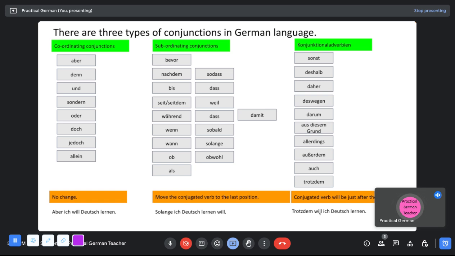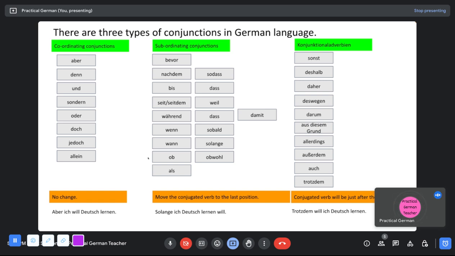You can think of it as the verb remains where it is and the subject has to go after it. Or a better way to think of this is that the conjugated verb will be at the first position. When I say first position, it is the immediate position after the conjunction. So here, no change. Here the conjugated verb has to go to the last position. Here the conjugated verb is at the first position. Again, conjugated verb last position, conjugated verb first position. Here no change.